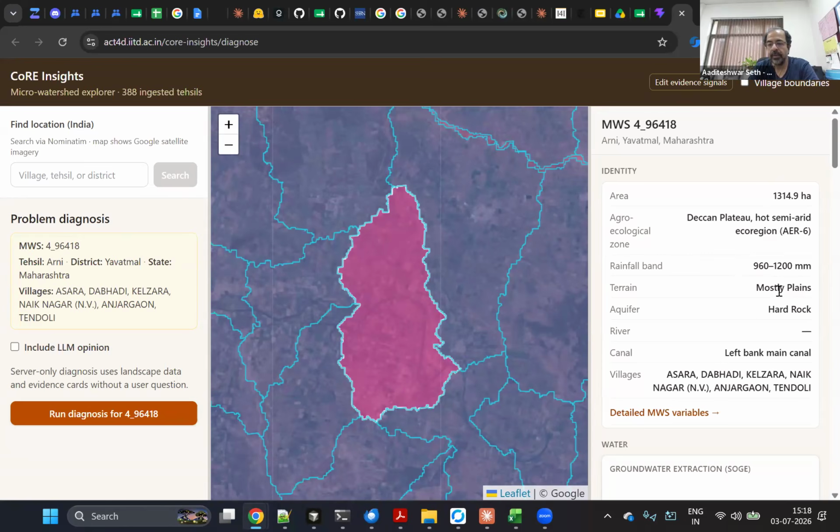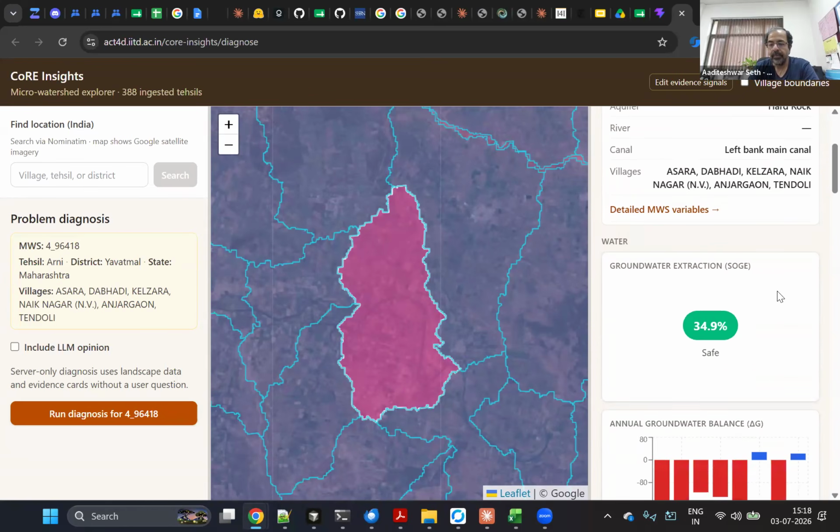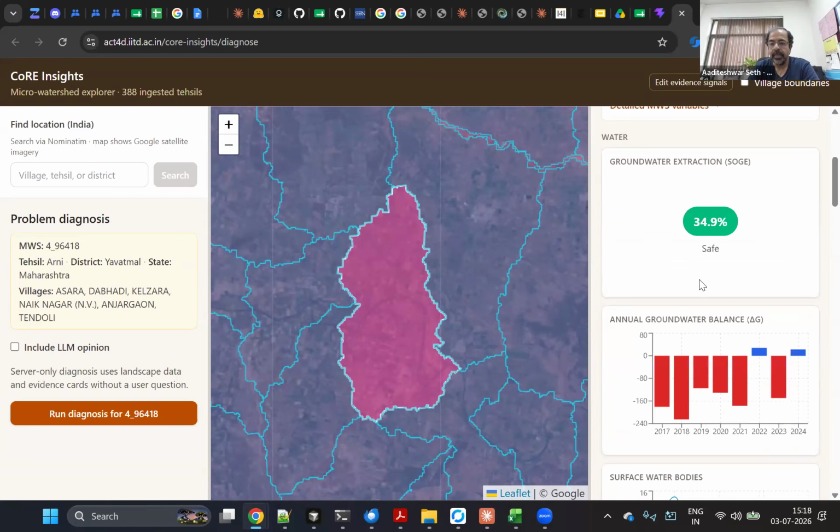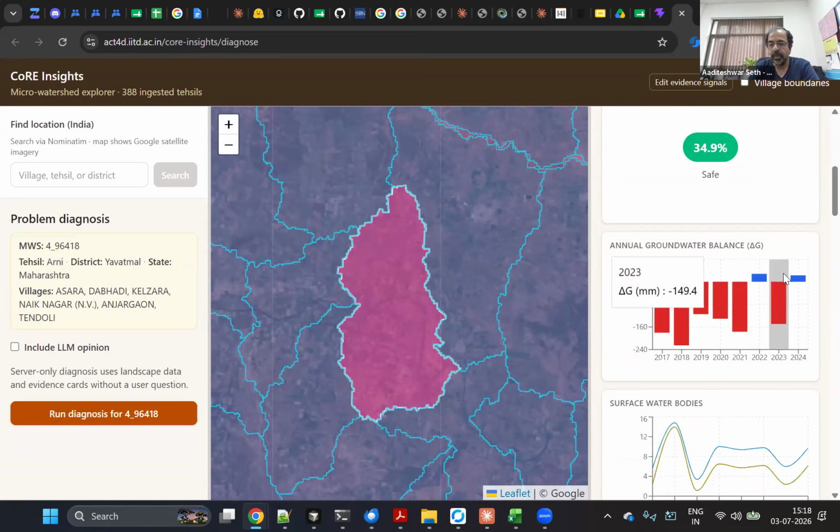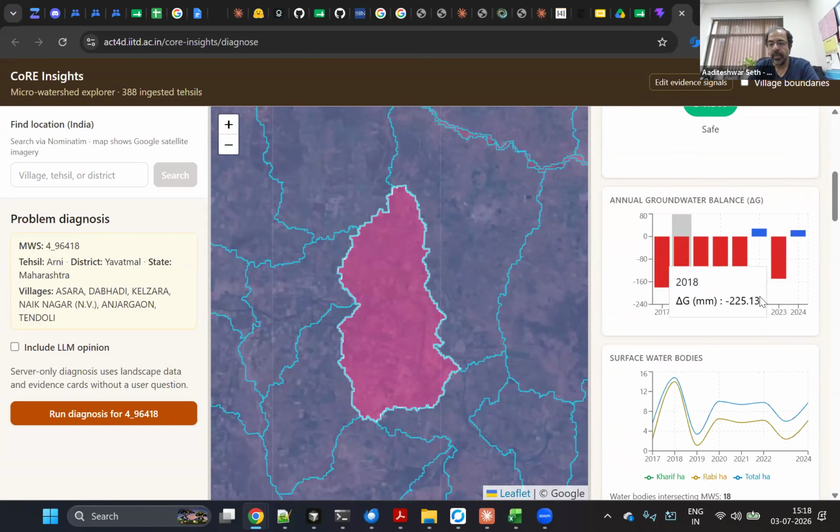What rainfall band does it fall in? What is the terrain like? And a bunch of other things, right? Is this under safe limits of groundwater extraction? This data is provided by the Central Groundwater Board. Then what is the water balance like?